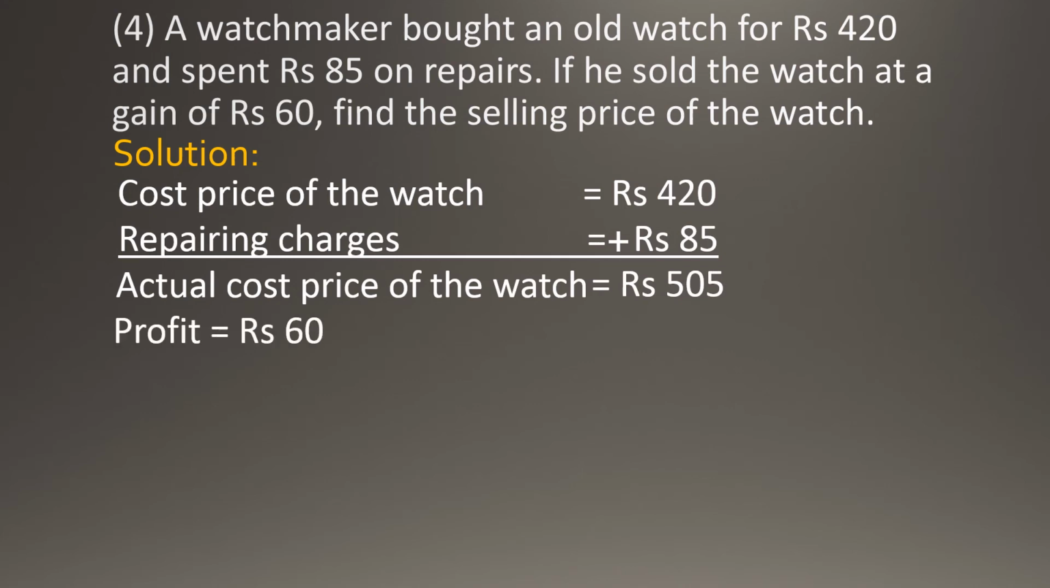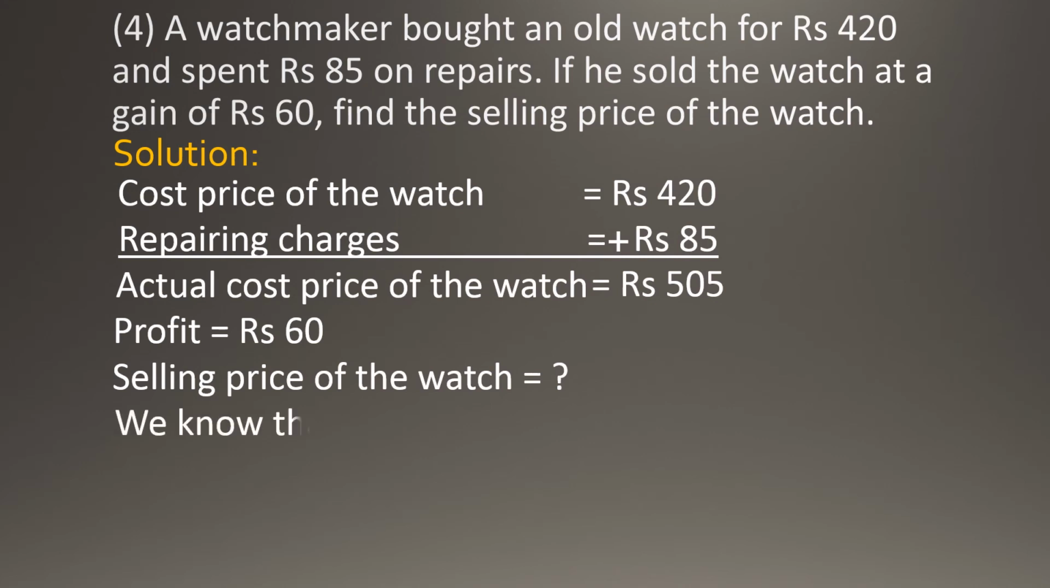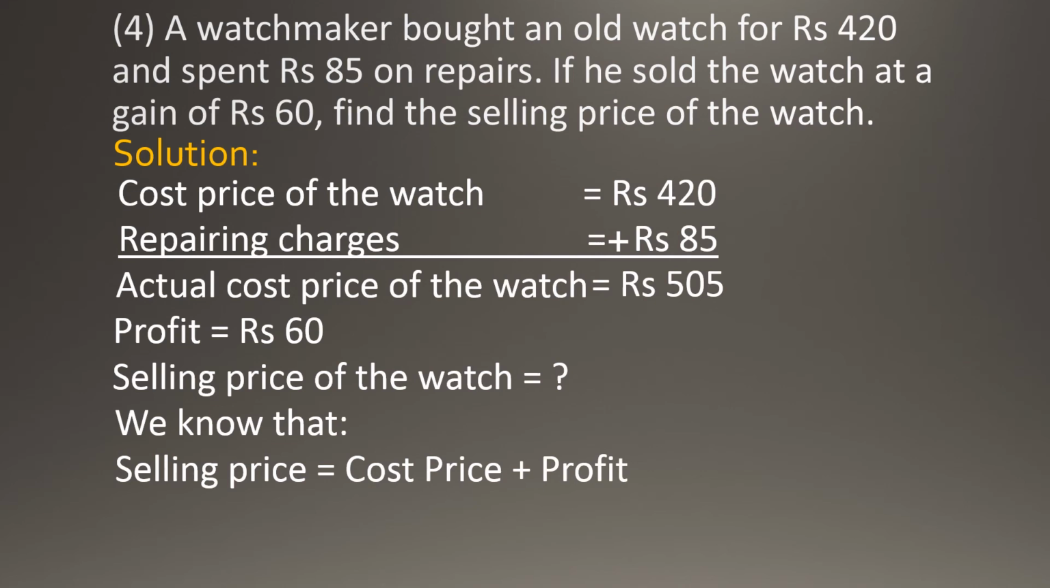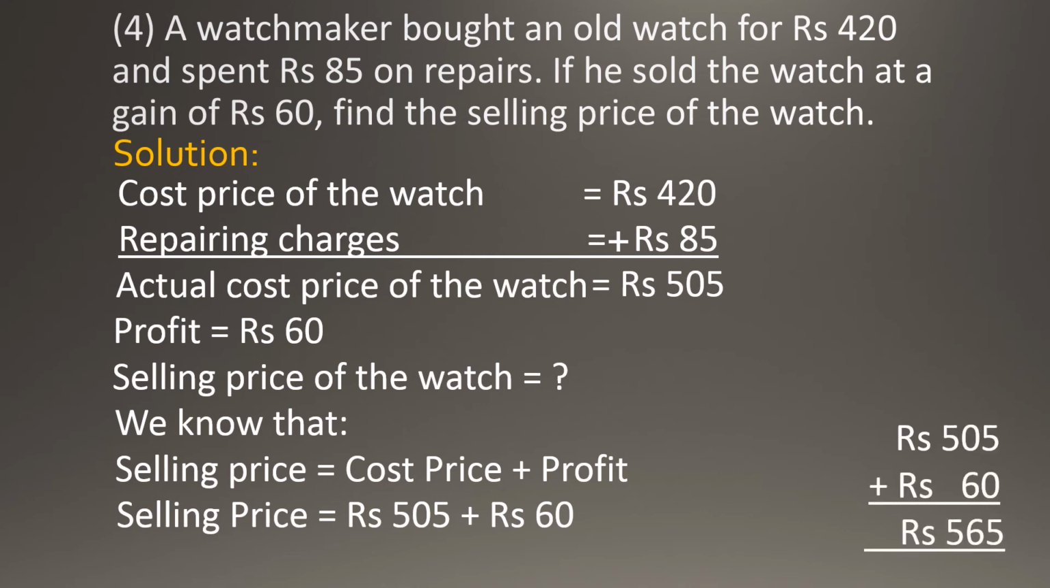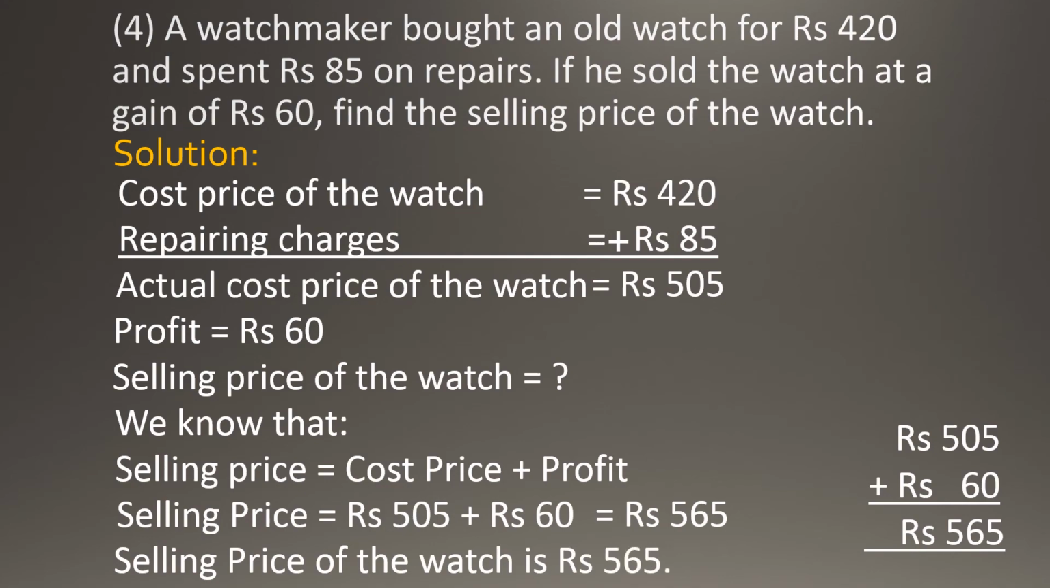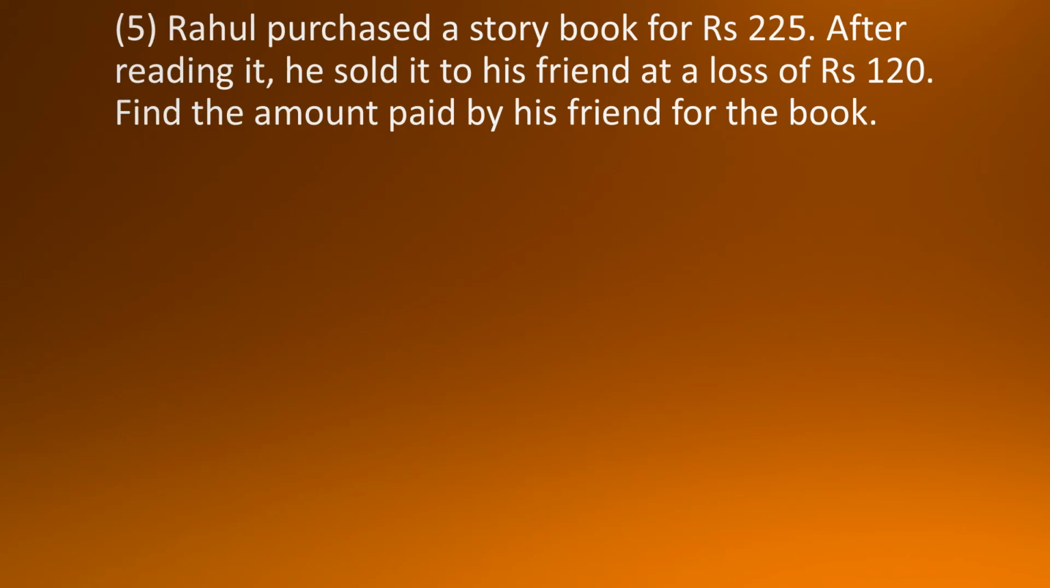Profit is equal to rupees 60 and selling price of the watch we have to find out. We know that selling price is equal to cost price plus profit. Now put the value. Rupees 505 plus rupees 60. Now do the addition. We get rupees 565. So the selling price of the watch is rupees 565. Let us solve one more question.